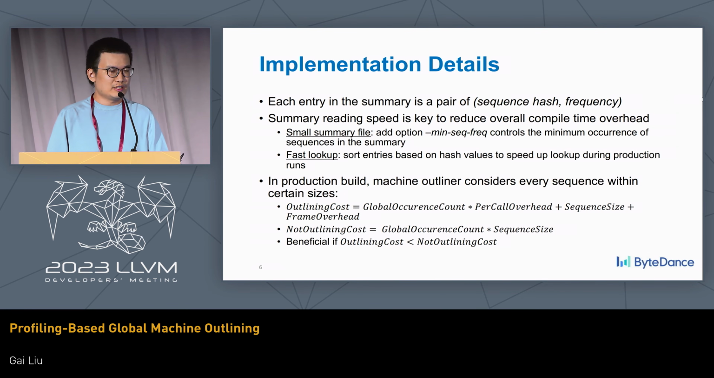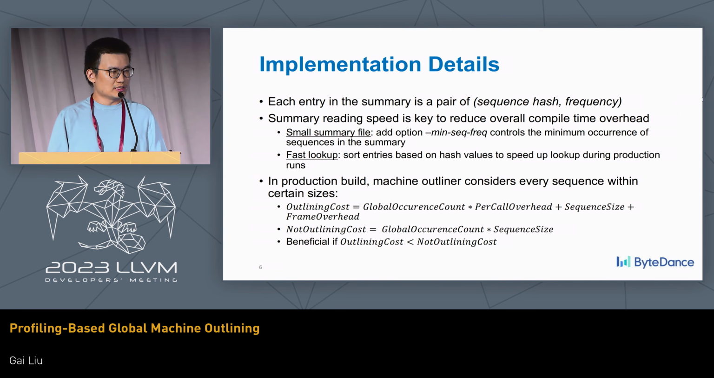And as you might have noticed, reading the summary is actually the bottleneck, so we really want to reduce the overhead of reading it. We have two techniques here. The first thing is we want to generate small summaries. The way we do it is by adding a flag called the min sequence frequency. This controls the minimum occurrence of sequences in the global summary. For example, if I set it to 4, then any sequence that appeared less than 4 times will be discarded, and we won't have it in the global summary.